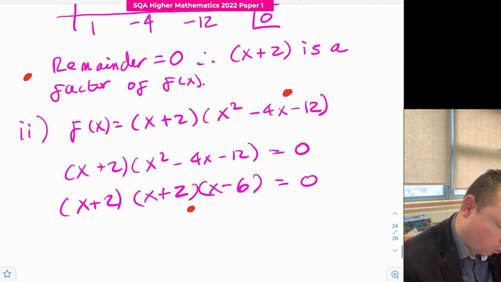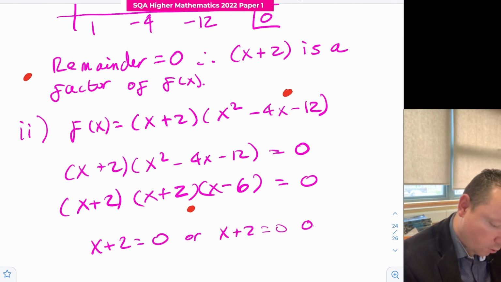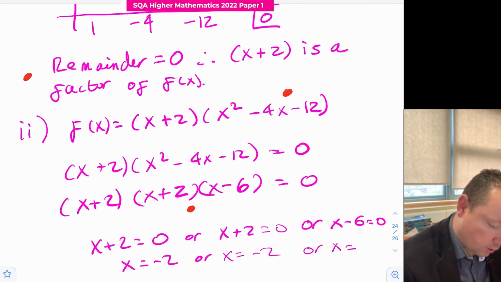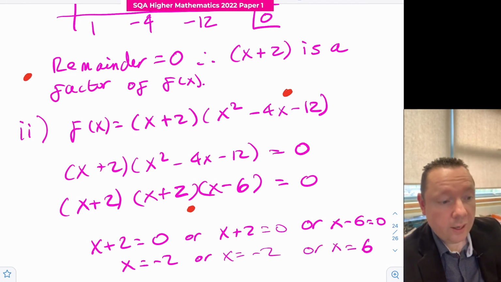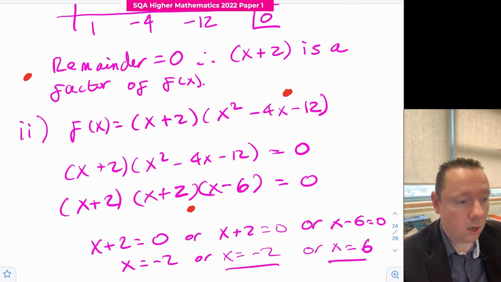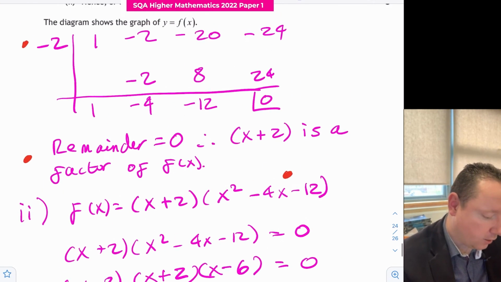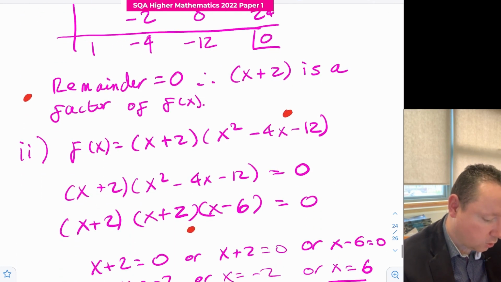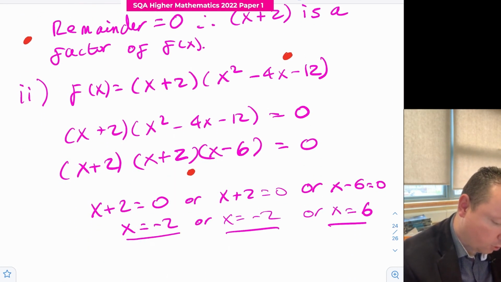So we've now got x plus 2 equals 0, or x minus 6 equals 0. So x equals minus 2, or x equals 6. So we get our final solution of minus 2 and 6 for our other remaining factors, because hence otherwise solve f of x equals 0. We've already got 1.